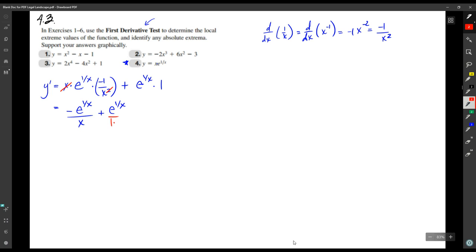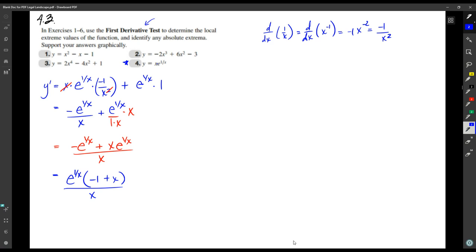We have that in the first term, so we're going to multiply the implied 1 in the denominator of the second term by x, and we're going to multiply the numerator by x as well. And that's going to give us then a first derivative of negative e to the 1 over x plus x e to the 1 over x, and then that's all over an x. All right, one more thing I see we can do is factor out an e to the 1 over x in the numerator. E to the 1 over x comes out. That leaves a negative 1 plus x, or you could write that as x minus 1, and then this is over x. So there's our first derivative in one term.